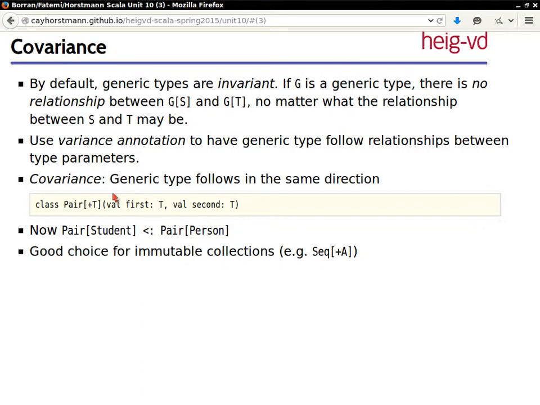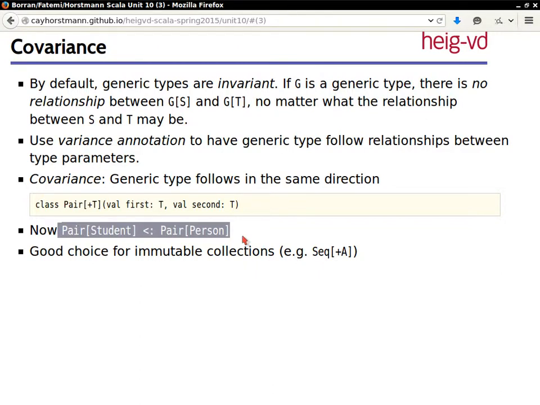We'll see in a minute why it doesn't work in general, but I'll first show you how to make it work. And that's very simple. What you do is you add this little plus sign here. And that means that you want pair to be covariant in T. Classes can have more than one type parameter, and they don't have to be covariant in all parameters. But if you say, I want it to be covariant in T, which happens to be the only parameter here, then it is now suddenly true that a pair of student is a subtype of a pair of person. So you have to explicitly declare that that's what you wish by putting in that little plus sign there.